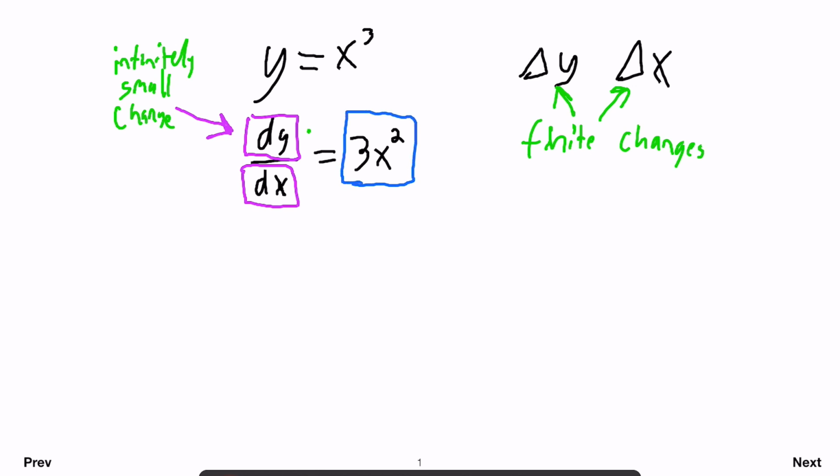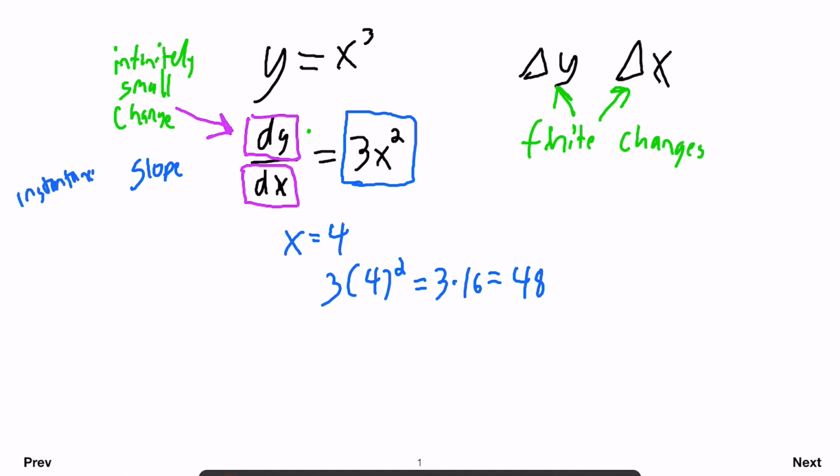Okay, so let's say that I'm at x equals 4, then the slope, the ratio of changes between infinitely small values on the y and x scale, is going to be 3 times 4 squared. It's going to be equal to 3 times 16, and that's going to be equal to 48. Okay, so that's the slope. That's not just the slope, that's the instantaneous slope, and that's the ratio between any infinitely small change in y and any infinitely small change in x. Okay.